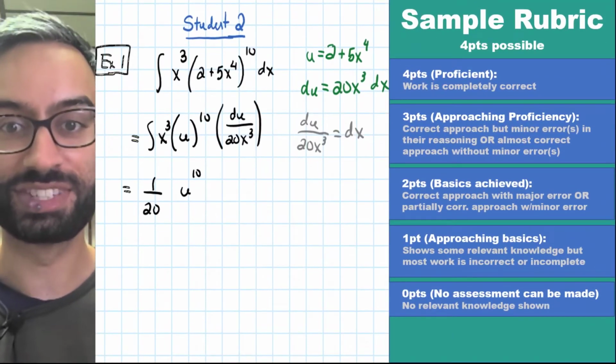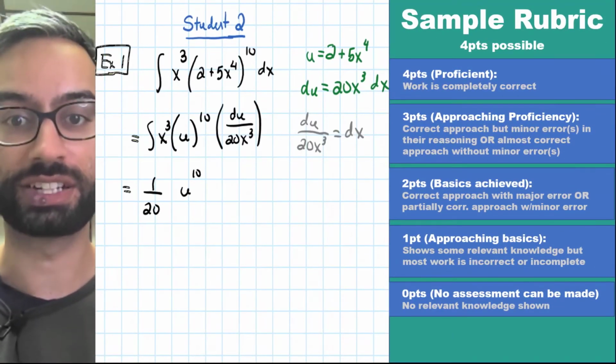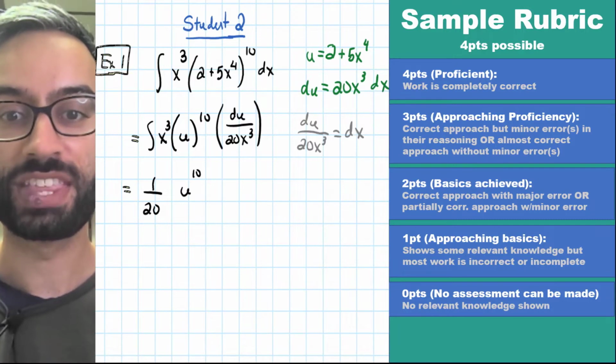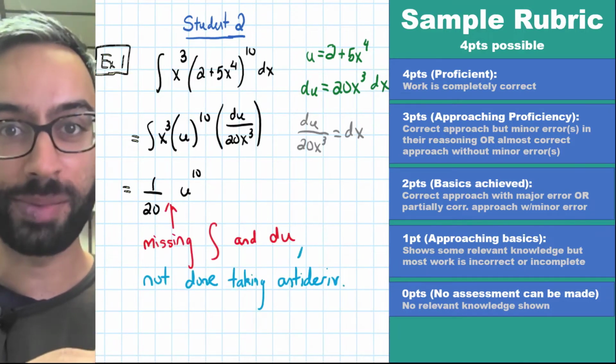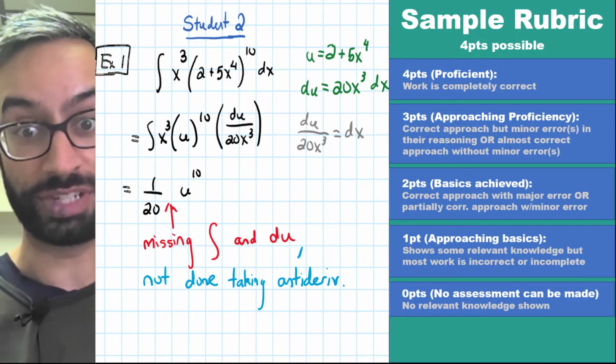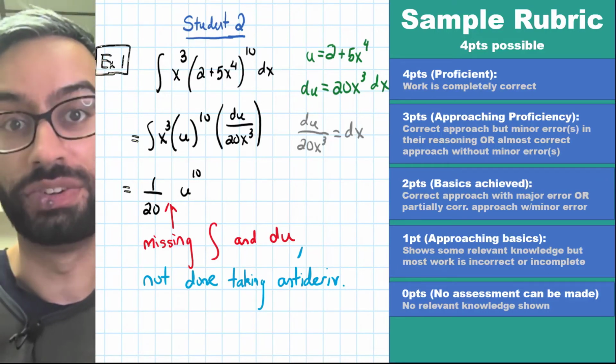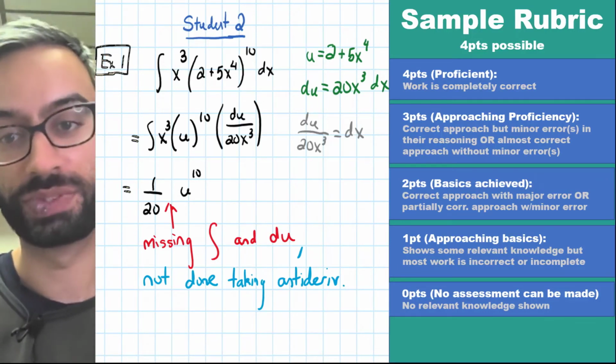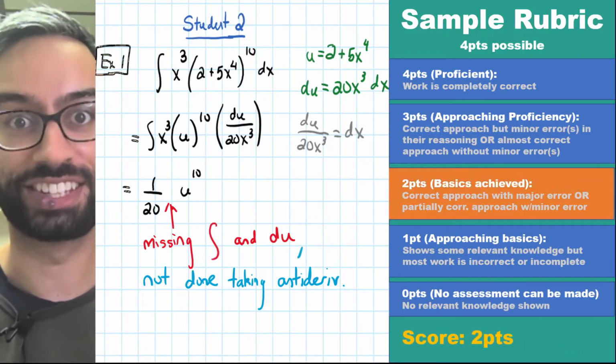In this next student submission, they have also done a correct U sub, but at the halfway point, they stopped writing the integral symbol and the du, which means they weren't done taking the antiderivative. They needed to do that still. So this would be 2 points for achieving the basics.